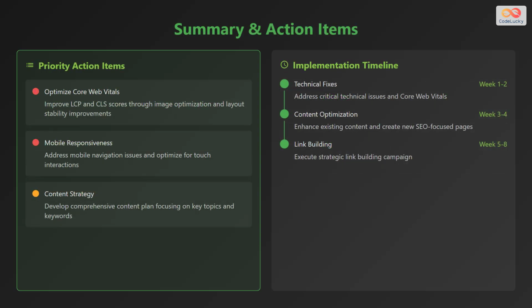In summary, let's outline some priority action items. First, optimize core web vitals by improving LCP and CLS scores through image optimization and layout stability improvements. Next, enhance mobile responsiveness by addressing mobile navigation issues and optimizing for touch interactions. Develop a comprehensive content plan focusing on key topics and keywords. Address critical technical issues in core web vitals in weeks 1 to 2. Enhance existing content and create new SEO-focused pages in weeks 3 to 4. Then, execute a strategic link building campaign from week 5 to 8.